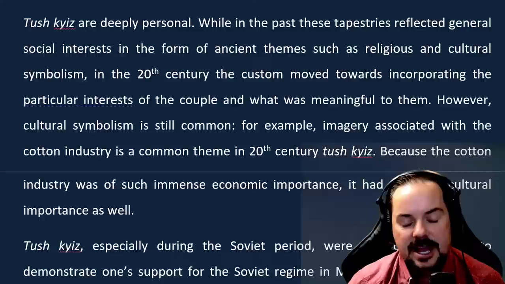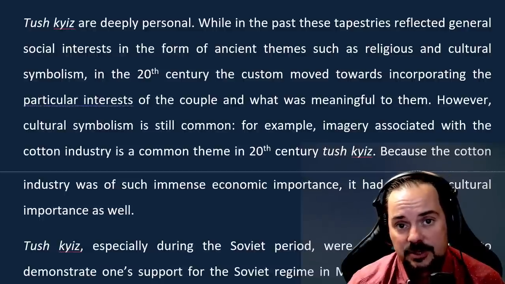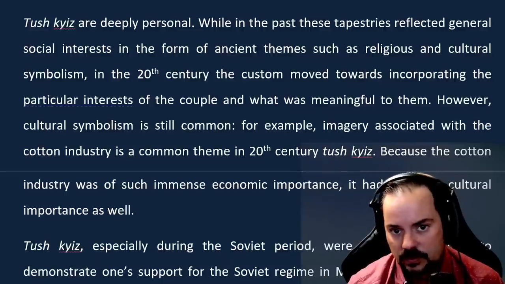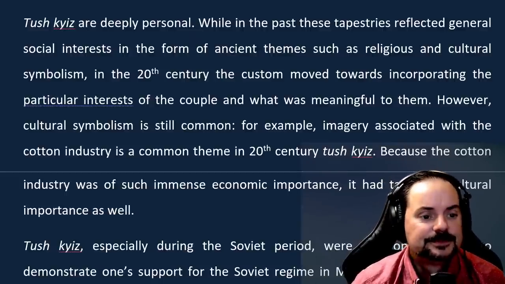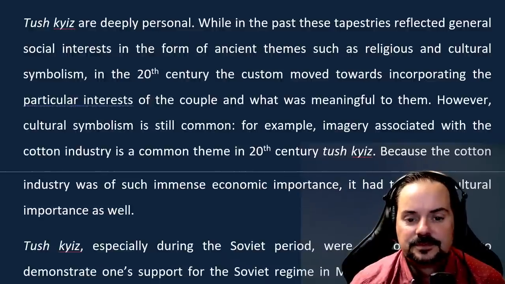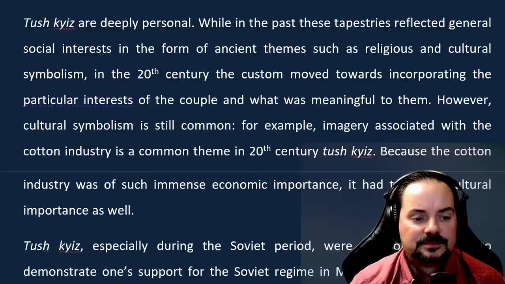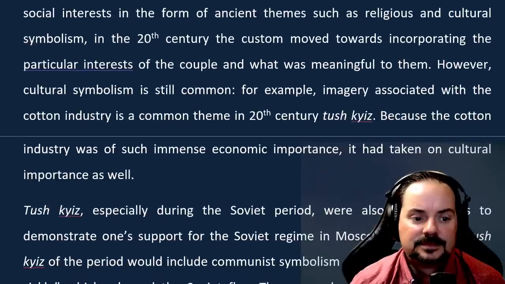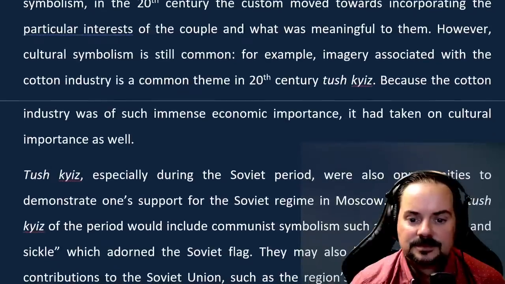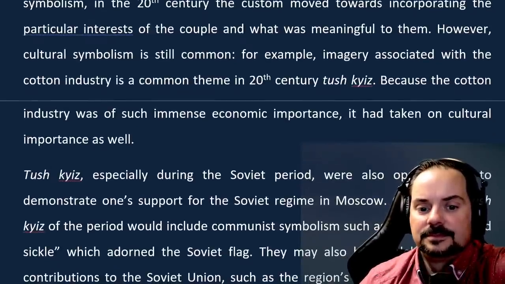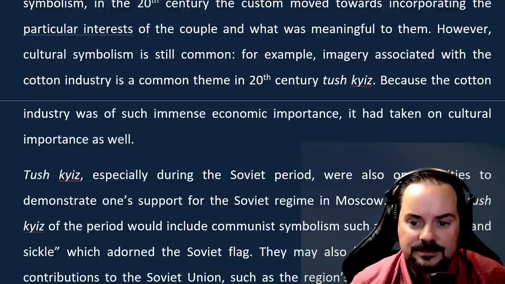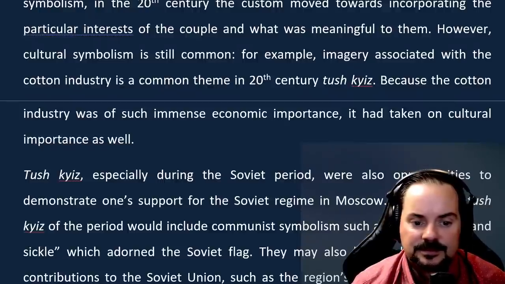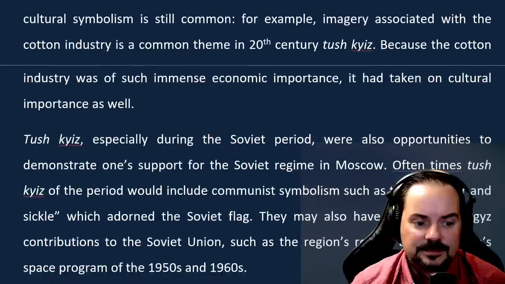Just do your best. So this is actually an important tip for everybody. When you see words that you can't pronounce in the IELTS reading, even in your head, don't get stuck on them. Just read through them. Okay. Tushkis are deeply personal. While in the past these tapestries reflected general social interests in the form of ancient themes such as religious and cultural symbolism, in the 20th century, the custom moved towards incorporating the particular interests of the couple and what was meaningful to them. However, cultural symbolism is still common. For example, imagery associated with the cotton industry is a common theme in 20th century Tushkis, because the cotton industry was of such immense economic importance. It had taken on cultural importance as well.